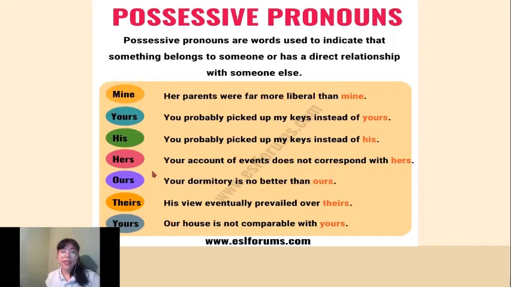So that will be these possessive pronouns and how they are used. For example, here is singular, and here is the usage of plurals. These possessive pronouns are used to replace the whole noun phrase so it doesn't get repetitive. We use them to demonstrate ownership of something or a direct relationship with someone, while avoiding repetition at the same time.